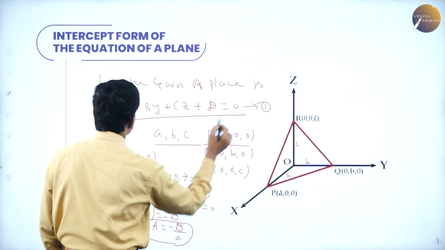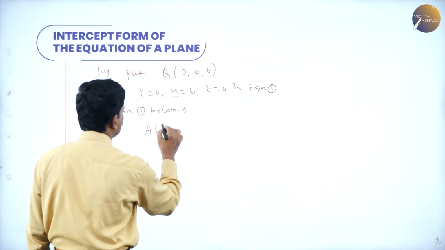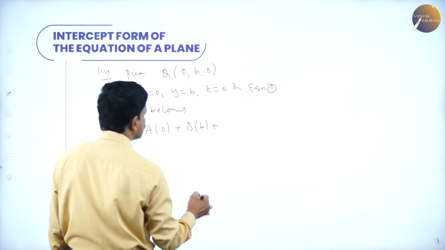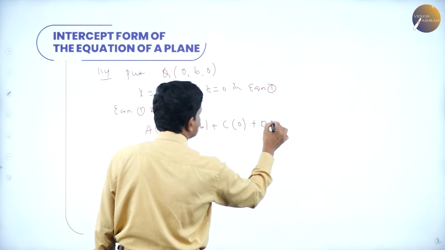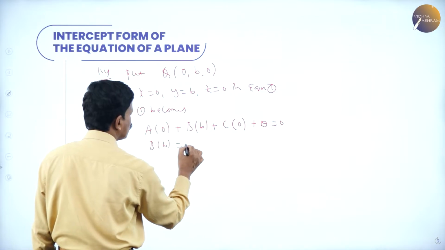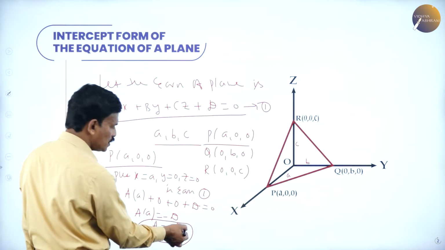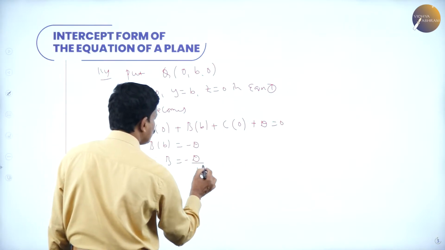Ax plus by plus cz. Capital A into x is 0, plus capital B into y is small b, plus capital C into z is 0, plus d is equal to 0. So b into small b is equal to minus d. Therefore, what we will get here? Capital A is equal to minus d by a. Here capital B is equal to minus d by b.